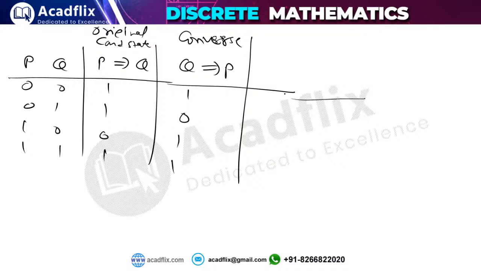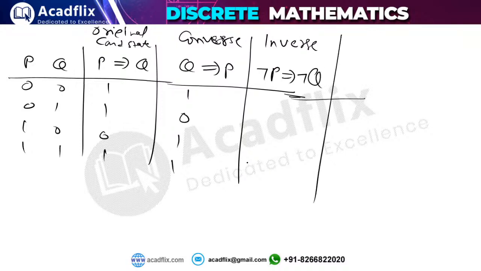Now what will be the truth table of inverse? You already know what is inverse. Inverse means not P implies not Q. So what will be the truth table of not P implies not Q? You can very easily construct it. First you construct the not P, not Q column, and then you can easily construct this truth table. So the truth table that you will get will be this.